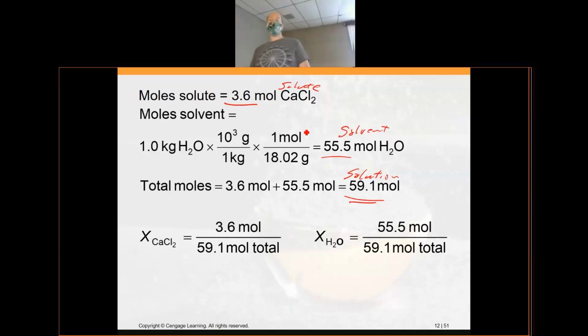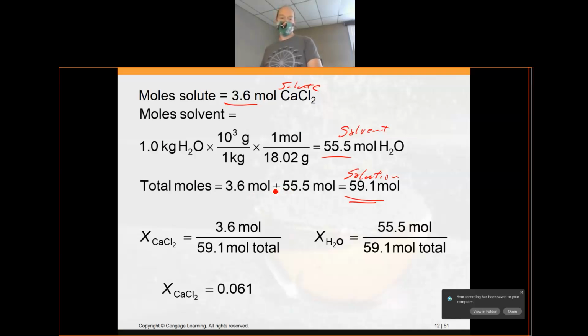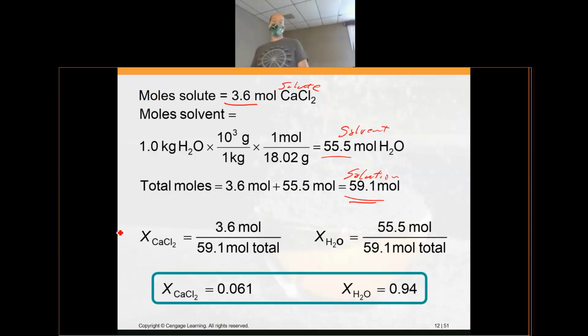When you want the mole fraction of the water, you can subtract from 1, or you take your moles of water and divide by the moles of solution. So once you have the 0.061, you know your answer is going to be 0.939.